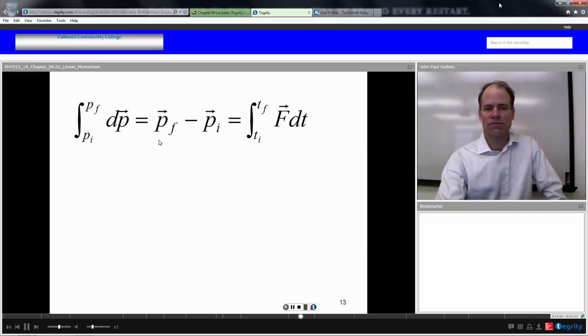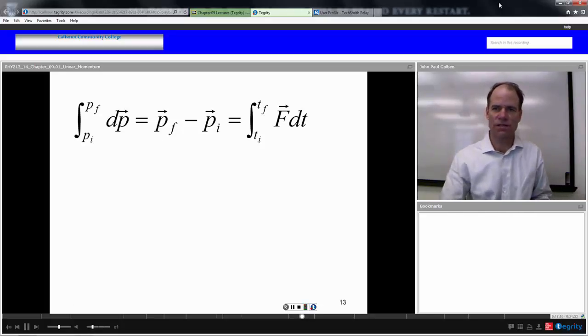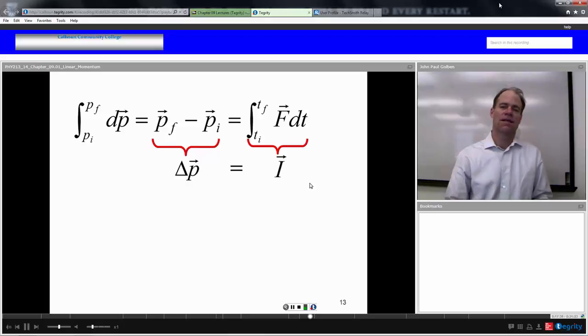So we have on the left-hand side our final momentum minus our initial momentum. On the right-hand side, we have the integration as a function of time of our force. So the change in momentum is equal to this integral of force as a function of time. We're going to call that the impulse. So the change in momentum as a vector is equal to the impulse, which is also a vector. Impulse is equal to your change in momentum.